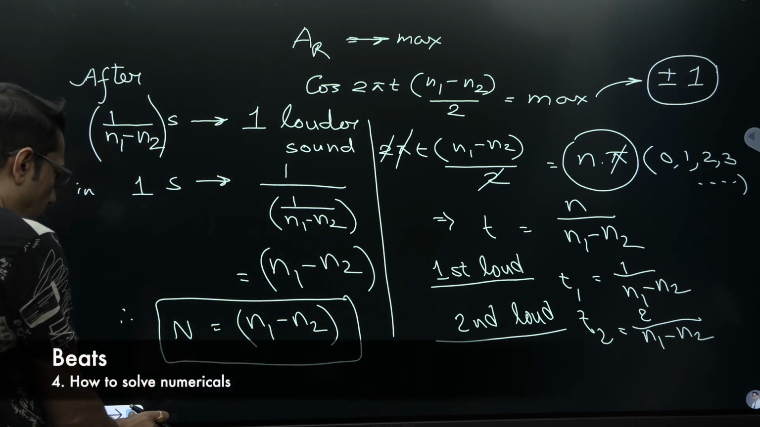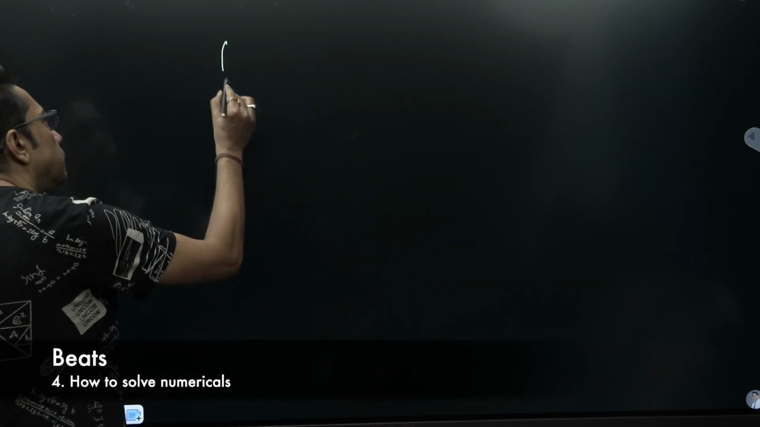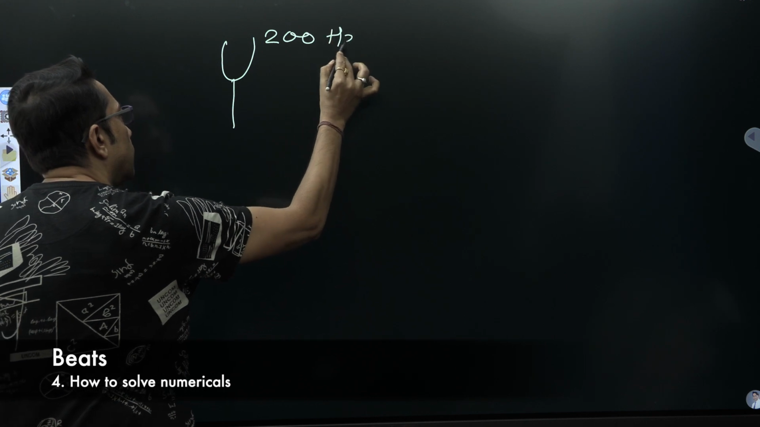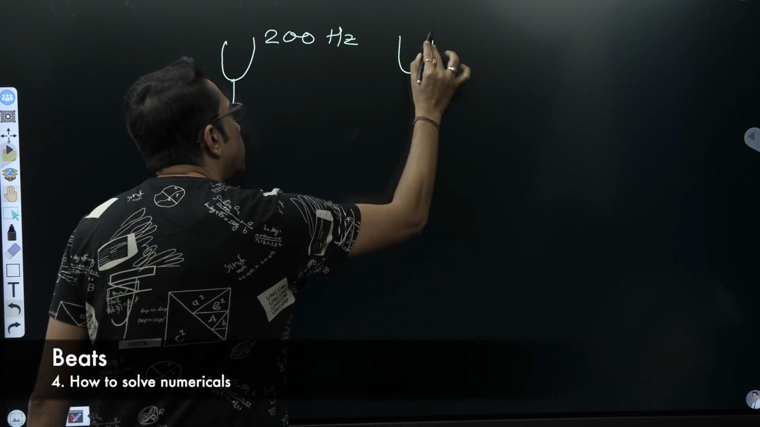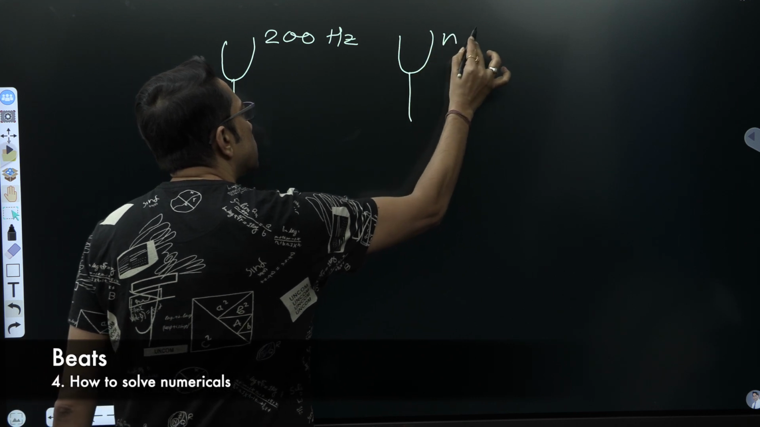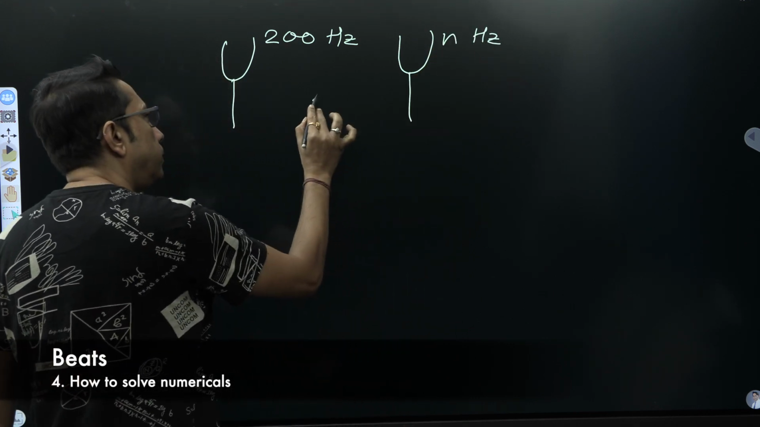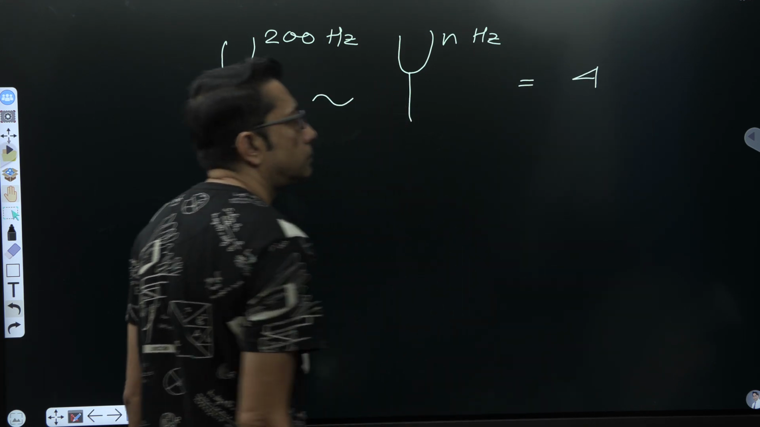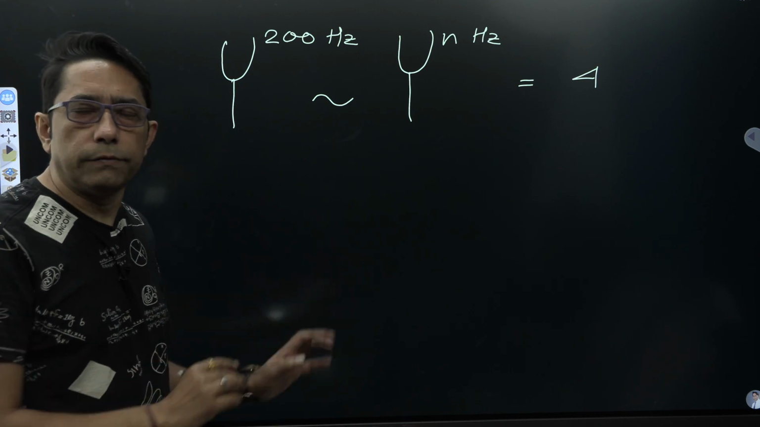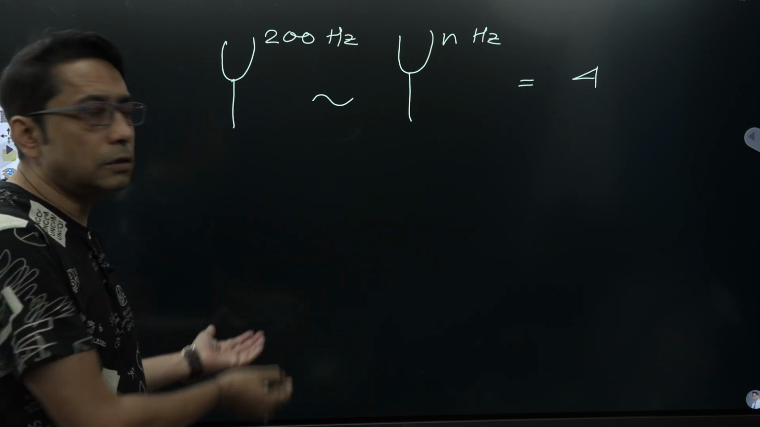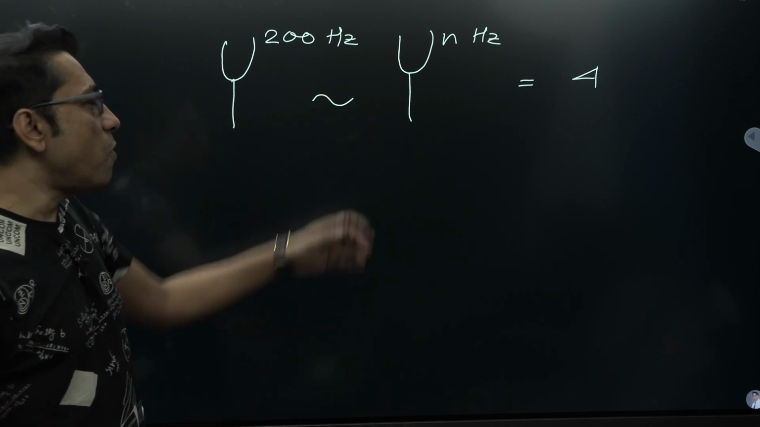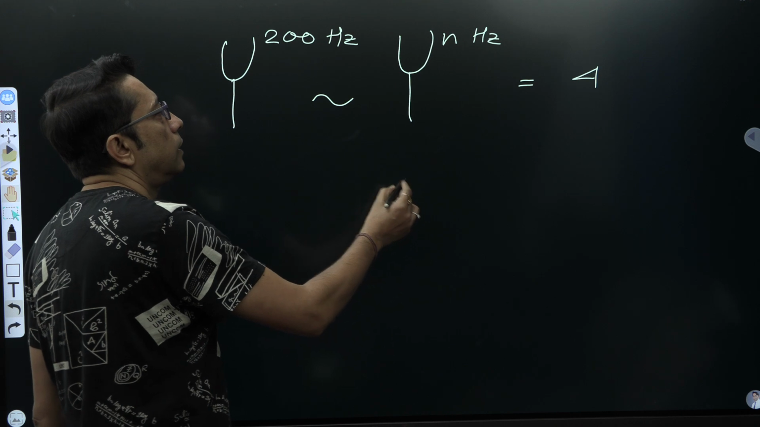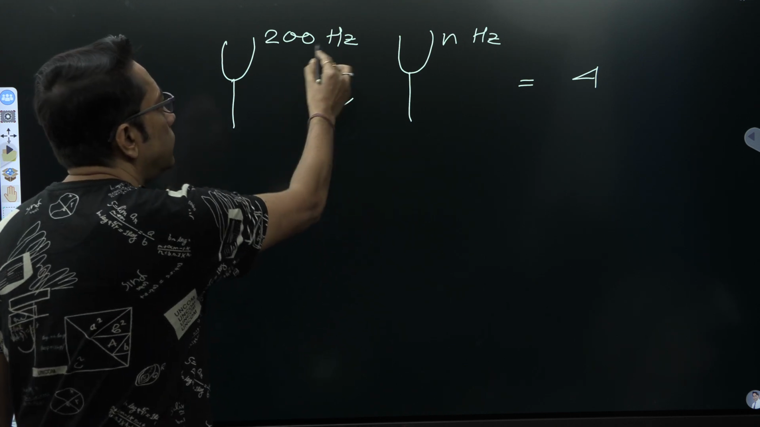What is the problem here? The problem here is this. Suppose you have a tuning fork and its frequency is 200 hertz. And you got another tuning fork whose frequency is n hertz. Now, if you vibrate them together, you hear 4 beats. You hear 4 beats, it is given. Suppose we are doing an experiment, just like we did, and we got 4 louder sounds every second. So we understand that the difference in frequencies between these two should be 4.